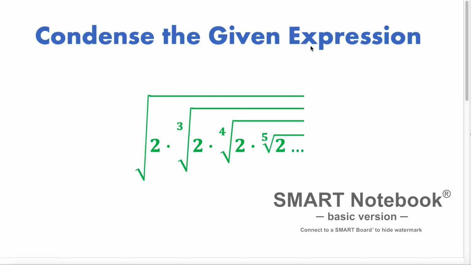Condense the given expression. We have this expression in infinite form and we want to write it in a finite form. But first of all, we want to release the first term from a radical, and we want to write the whole expression with a rational exponent. So we can write 2 here, and the rest of the radicals we write the way they are.